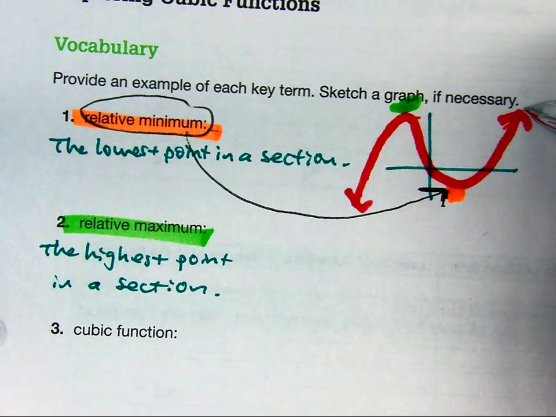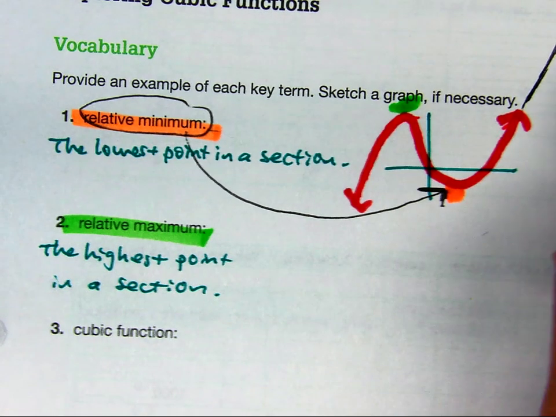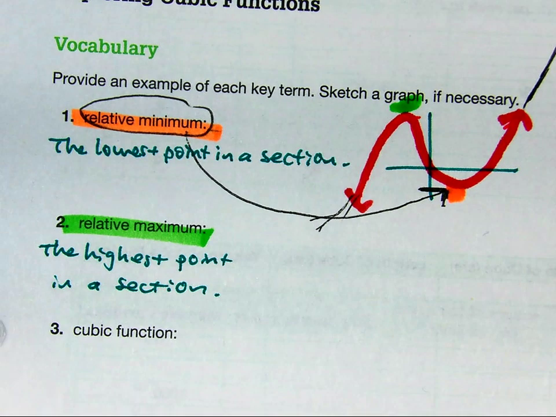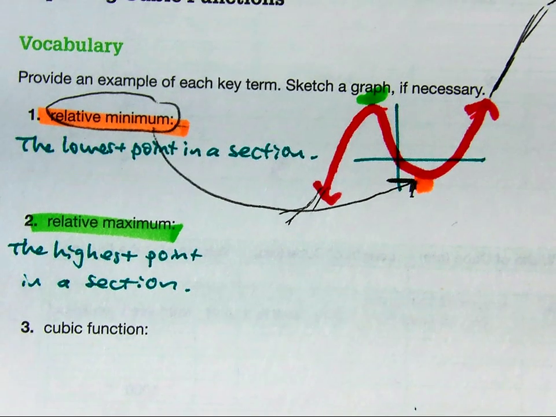Remember, this graph keeps going up. That's why there could be another mountain or another low point further than this one. Those would be the word absolute.